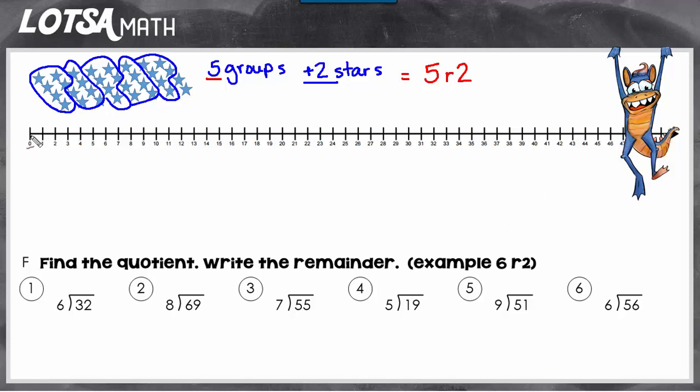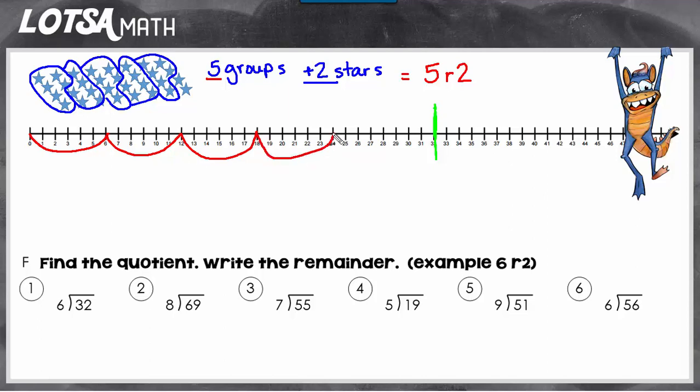So if you start at 0 and you do a hop of 6, you'll end up at 6. So you can have at least one group of 6. See how we made a group of 6 spaces? The next group of 6 spaces would land on the 12, and the next would be the 18. And we're going to keep going until we get to 32, which is where we want to end up. 32 is our ending line, since we're starting with 32 and dividing them.